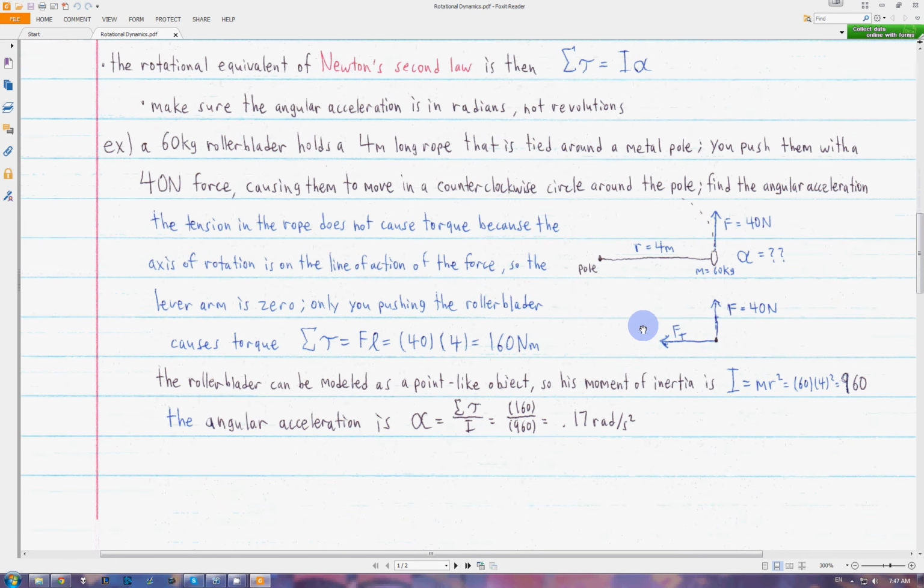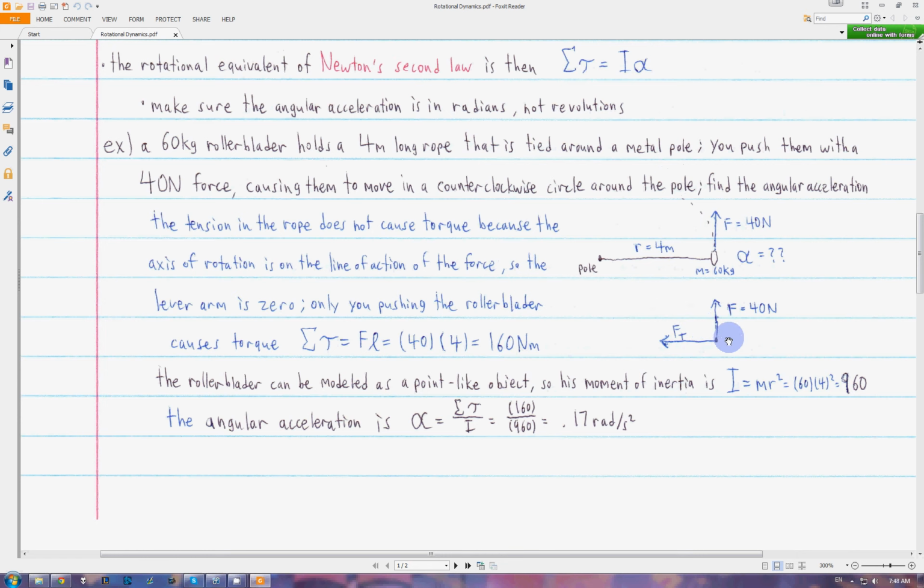So let's look at an example. We have a 60-kilogram rollerblader, and he's holding a 4-meter long rope, which is tied around a metal pole. And then you push the rollerblader with a 40 Newton force, causing them to move in a circle around the pole. So we want to find his angular acceleration.